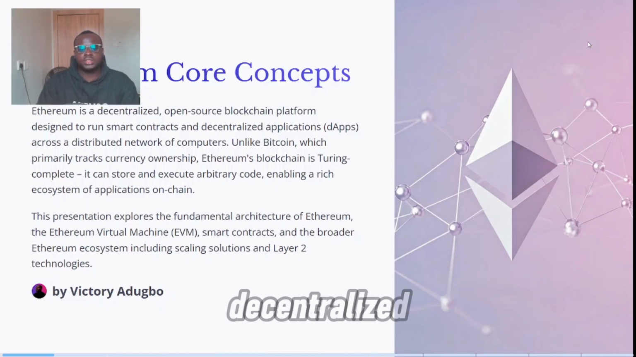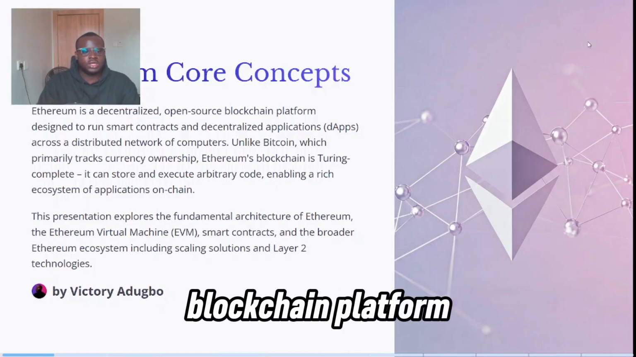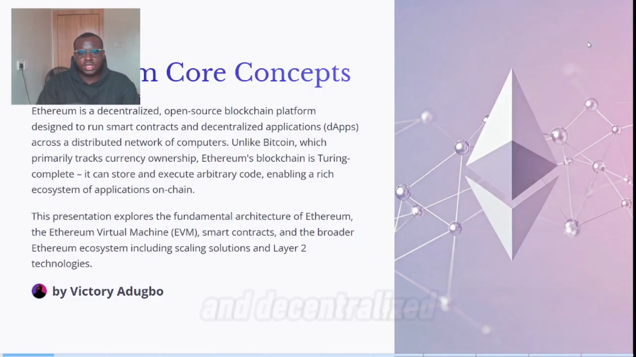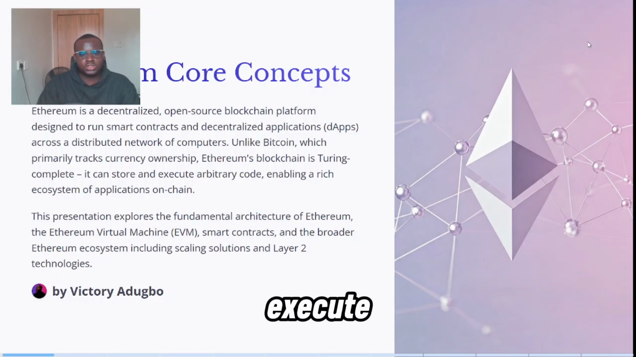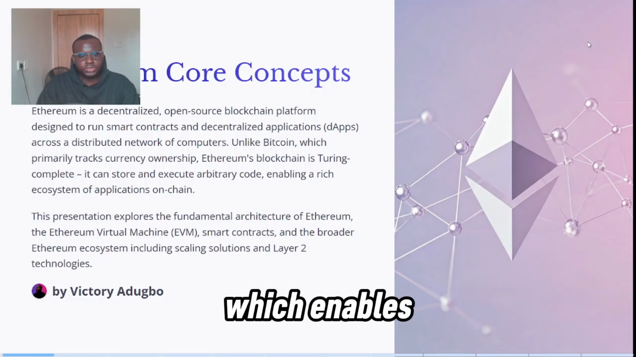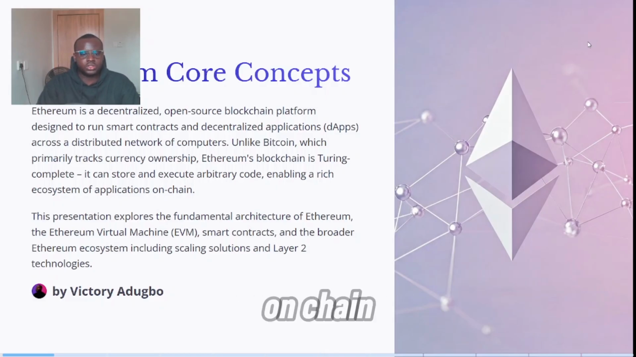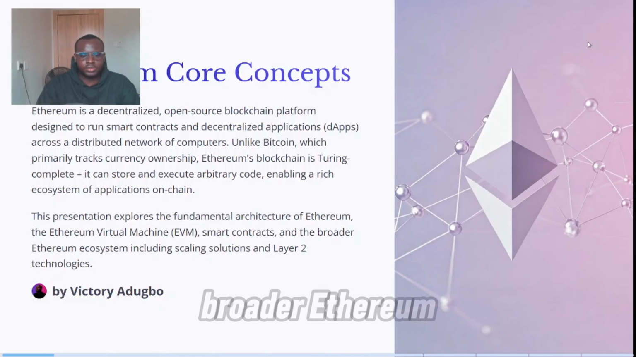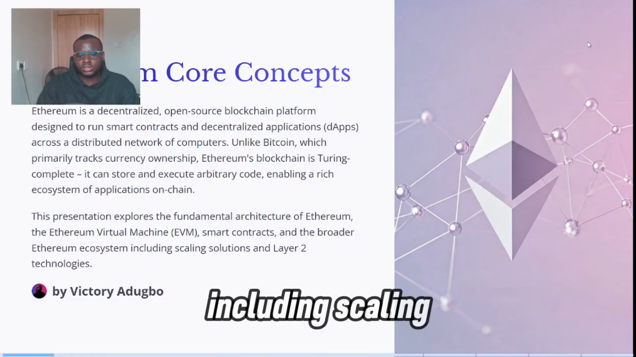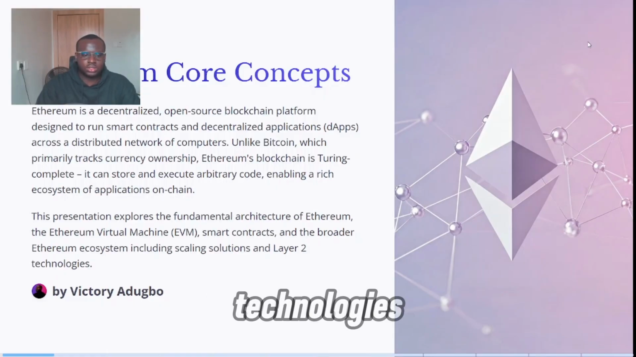Ethereum basically is a decentralized open source blockchain platform that is designed to run smart contracts and decentralized applications across a network of computers or nodes. And unlike Bitcoin, the Ethereum blockchain can store and execute arbitrary code, which enables a rich ecosystem of applications on chain. So in Module 3, we'll be exploring the fundamental architecture of Ethereum, the Ethereum virtual machine, smart contracts, and the broader Ethereum ecosystem, including scaling options and layer 2 technologies.